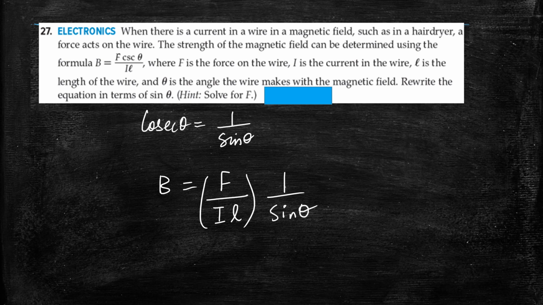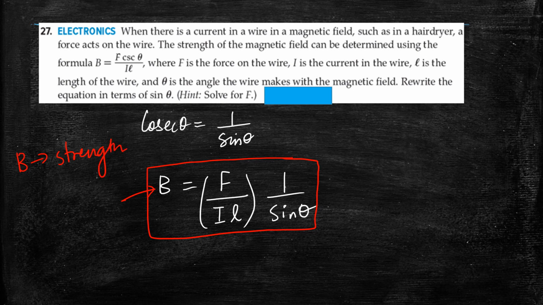Now let's go back to the question. I will read this part again. F is the force, I is the current, L is the length, theta is the angle, and we just need to rewrite the equation in terms of sine theta. So have we done that? Yes, so this is B. B is denoting your strength of the magnetic field.